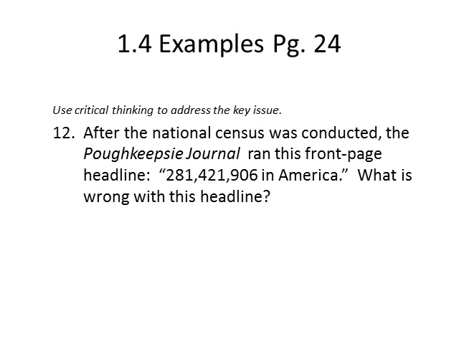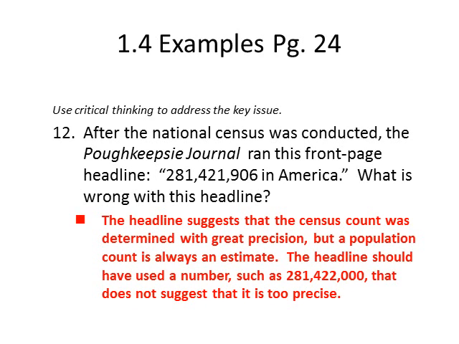And here's on page 24, example 12. After the national census was conducted, the Poughkeepsie Journal ran this front page headline: 281,421,906 in America. So what's wrong with this headline? Well, if you paid attention earlier, this headline is a really, really precise number. And so when they use great precision, usually that suggests that something is wrong there because population counts are always an estimate. So they should have rounded off that number so that it's not too precise.